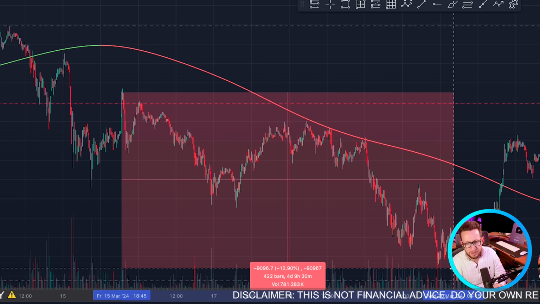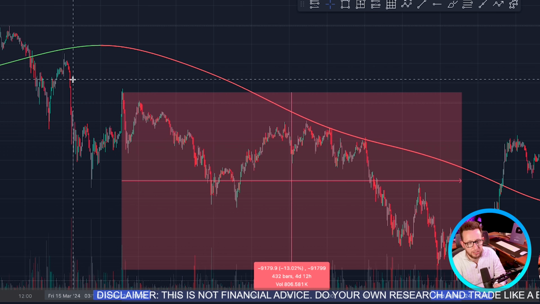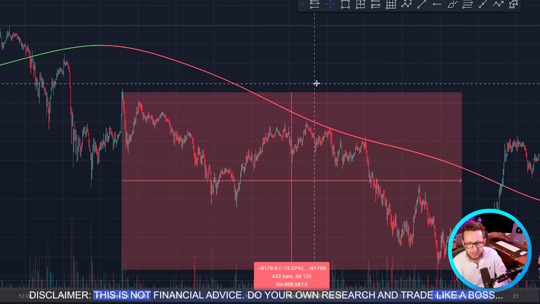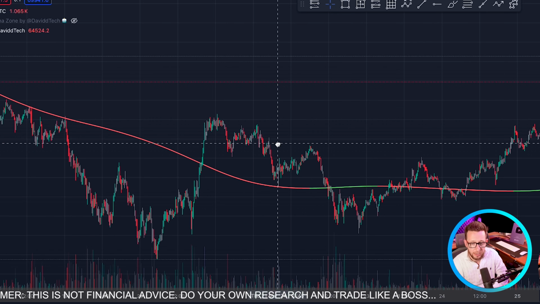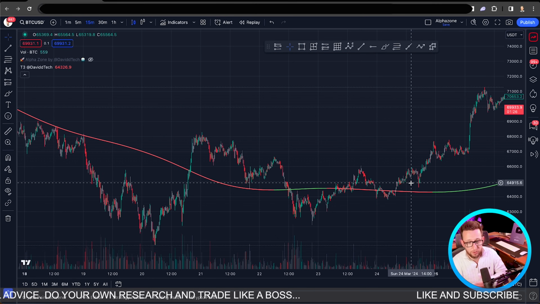This would have been an absolutely humongous short, as you can see. Absolutely brilliant. I love the T3. It has been absolutely brilliant in all of my trading strategies. One of my favorite baseline indicators. But that's not the one we're going to be talking about today, although it is on the chart.